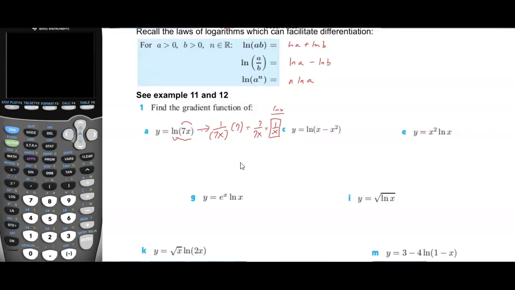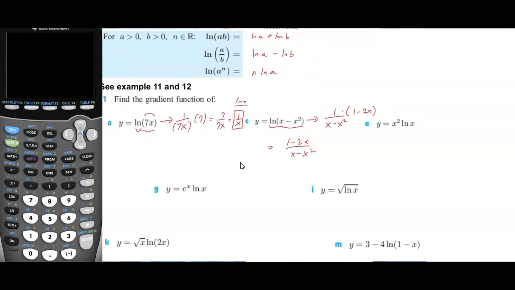Okay. C, derivative of a function inside of a function. So first thing we're going to do is write 1 over the inside function. And then we're going to multiply times the derivative of the inside function, which is 1 minus 2x. If we simplify that, we'll write 1 minus 2x over x minus x squared.